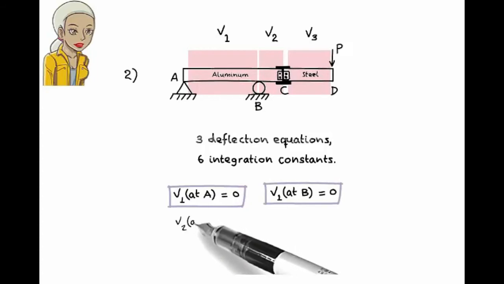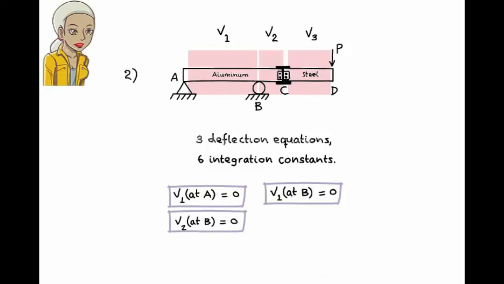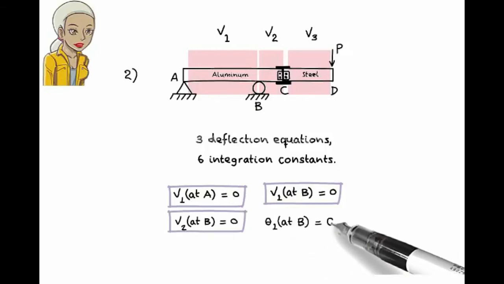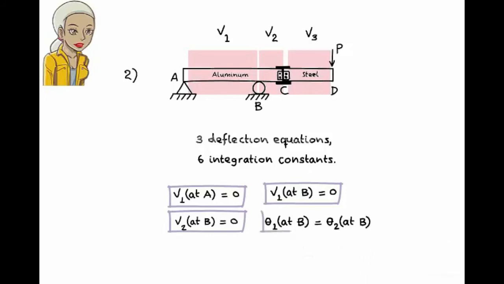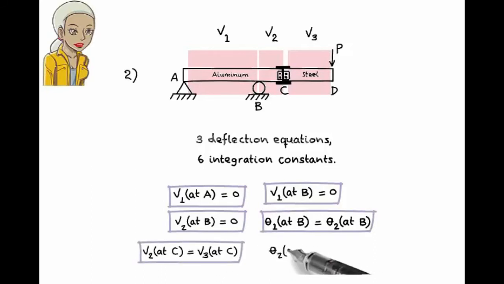This means both V1 and V2, evaluated at point B, must yield 0. Slope at B must also be continuous. Deflection at C, where the aluminum and steel segments meet, must be continuous. Slope at C must also be continuous.